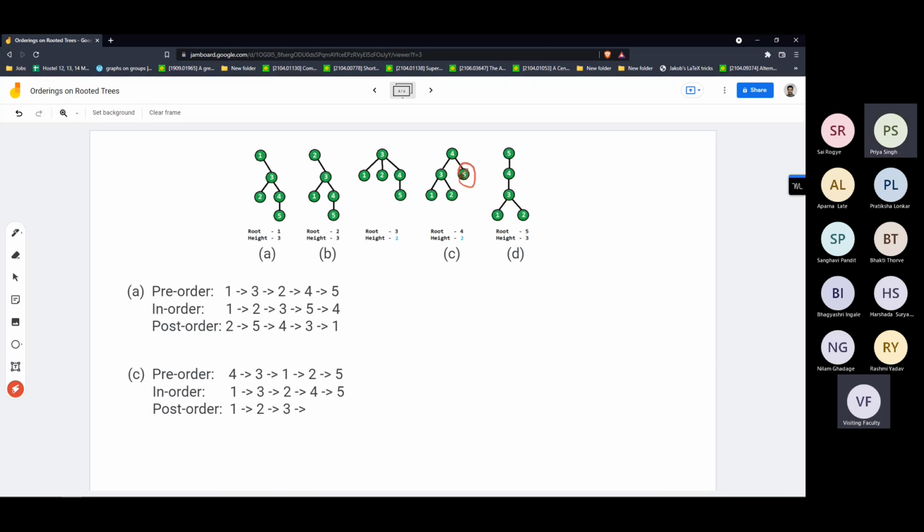Yes, sorry sir. So yes, 5 will come then. It's the right subtree of 4. Then we'll write the root, that is 4.